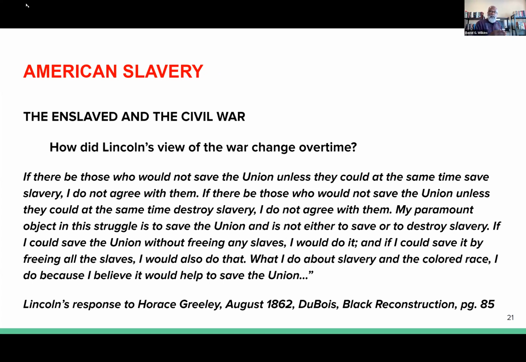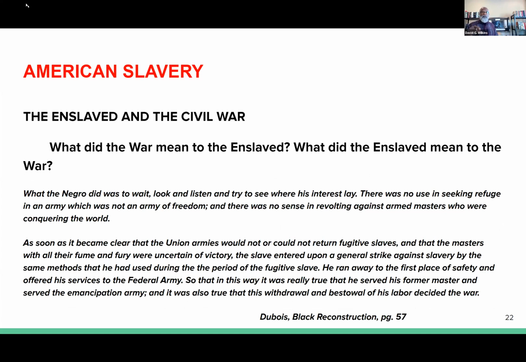But he was also willing, as we've seen, to negotiate a peace treaty that might have extended slavery to the beginning of the 20th century. A shocking idea. Du Bois also shares what did the war mean to the enslaved? What did the enslaved mean to the war? And he says, "What the Negro did was to wait and look and listen and try to see where his interests lay. There was no use in seeking refuge in an army which was not an army of freedom, and there was no sense in revolting against armed masters who were conquering the world."